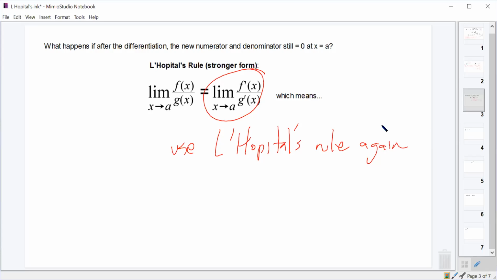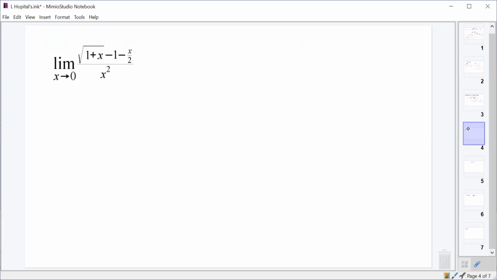And you can do it as many times as you need to, as long as you continue getting 0 over 0. As soon as you don't get 0 over 0, if you get 0 over 7, then your answer is 0. If you get 7 over 0, your answer doesn't exist. If you get 7 over 5, your answer is 7 over 5. So you can use L'Hopital's rule again as many times as needed. So let's take a look at one where we'll have to do that.